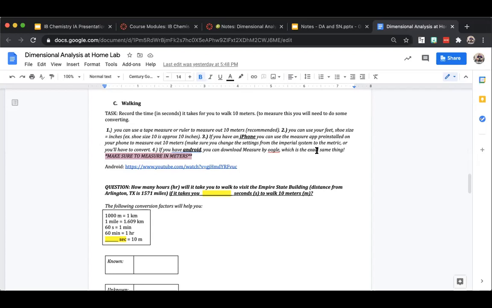Shoe size is usually in inches. So if you're a size 10 shoe, that's approximately 10 inches. But if you do that, you'd have to convert. That's a little bit more tricky.